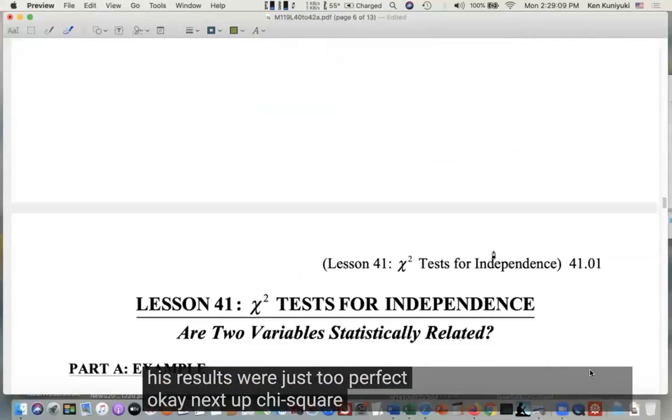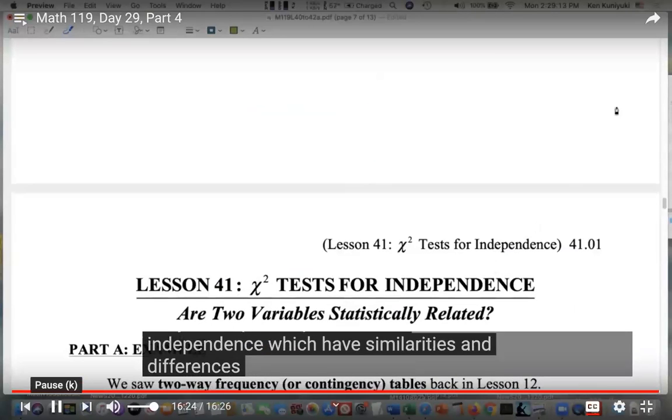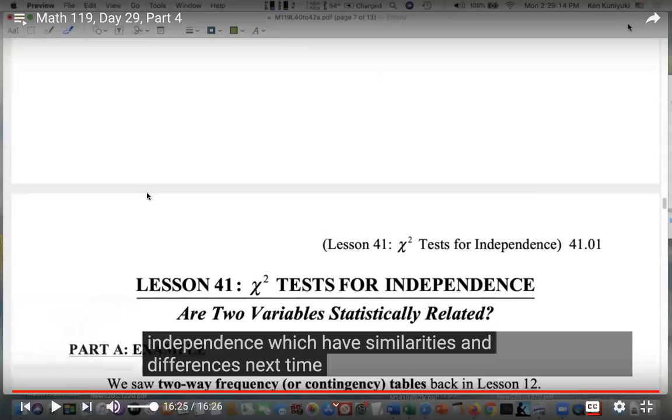Okay, next up, chi-square tests for independence, which have similarities and differences. Next time. Okay, so any questions? You'll get practice on the homework, of course. Any questions about these right-tailed chi-square tests? And this next one's also a right-tailed chi-square test, but for a different purpose. Any questions? And again, feel free to play with the Excel worksheets. All right.